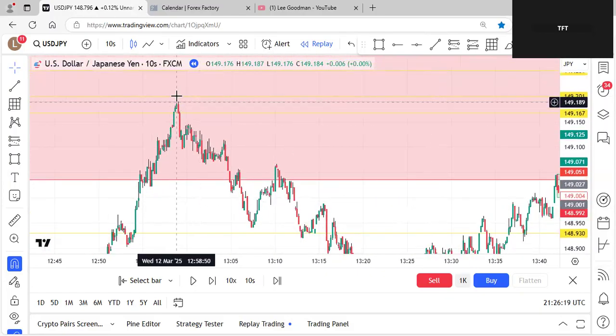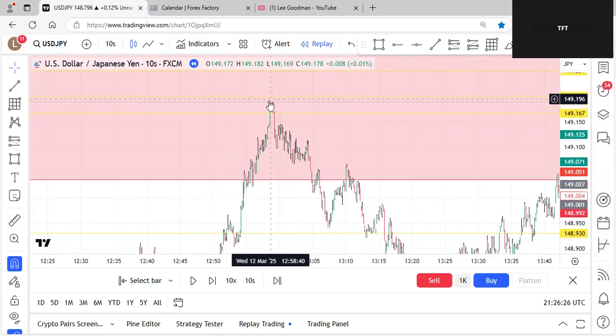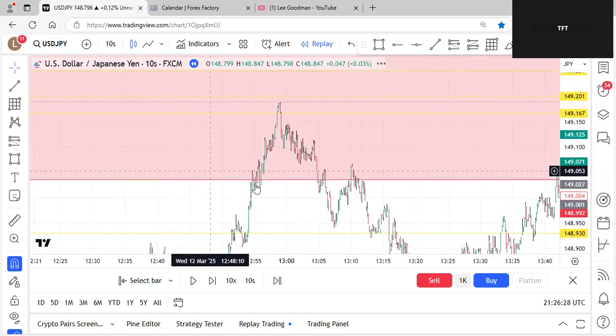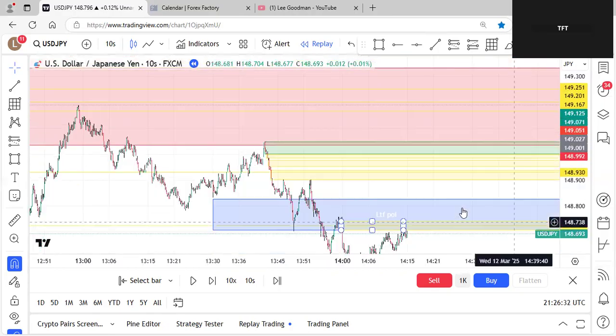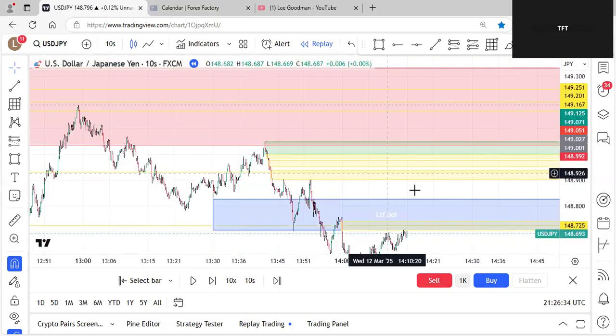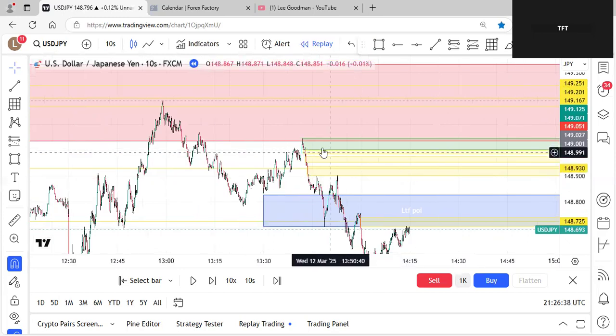But as you can see, this yellow line here for the original point of interest I had marked pretty much fills that imbalance to the T. So it swept liquidity and filled an imbalance. The actual entry, this one here, probably sweeps liquidity and fills the imbalance.